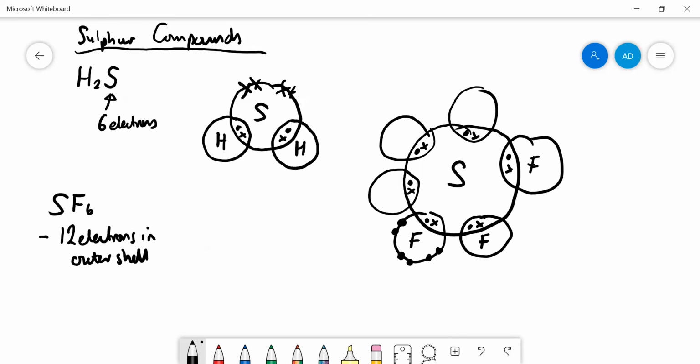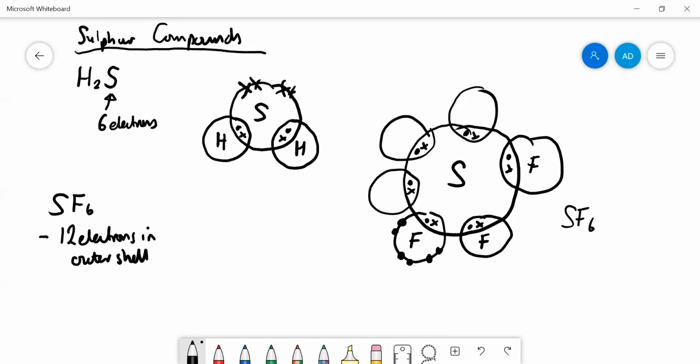SF6 is a very heavy gas, and I always seem to see that it's the gas that makes your voice very deep. If helium makes your voice squeaky, this is a very dense gas because it's got a big molecular weight. Apparently if you breathe this stuff in, I've never tried it, it makes your voice very deep.